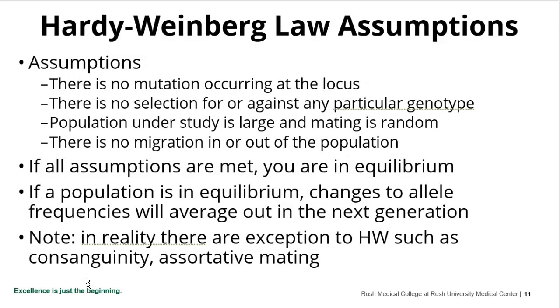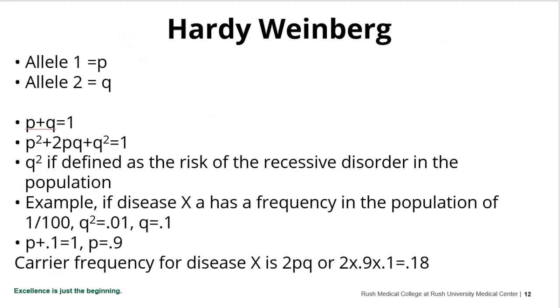If the population is at equilibrium, changes to the allele frequency will average out in the next generation. Again, in reality, this doesn't really happen because of consanguinity, assortative mating, and a lot of other things. But this is what we use for assumptions when doing the calculation.